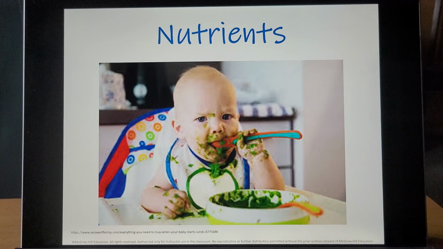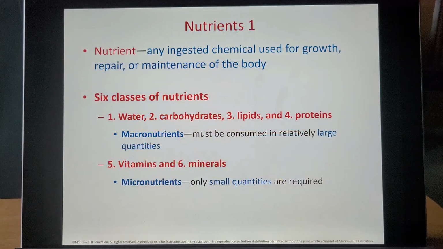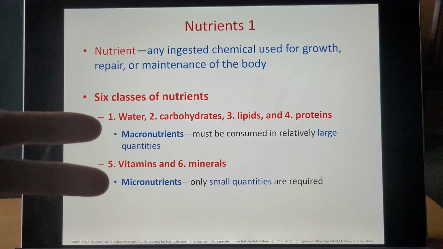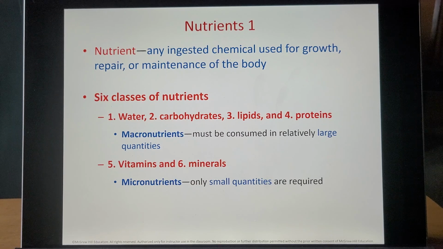So let's look at our nutrients. A nutrient is defined as any ingested chemical used for growth, repair, or maintenance of the body. So basically any building block you can use in order to keep your body maintained. So we have 6 classes of nutrients. They are broken down into 2 different groups. We have our macronutrients and the micronutrients. The macronutrients, so macro as in big picture, are the types of nutrients that we need in large amounts.